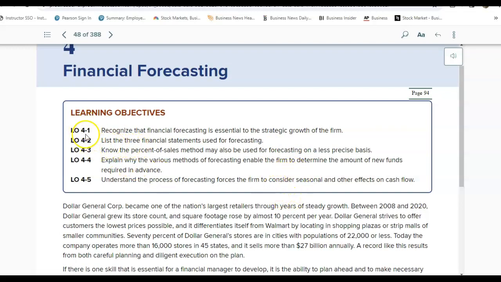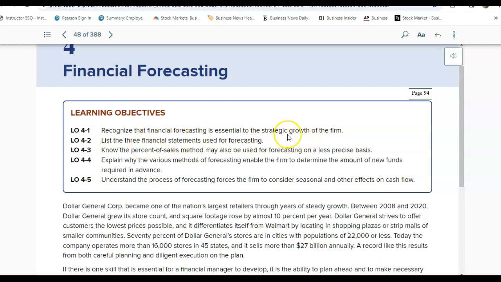Okay, so our objectives for this chapter will be to recognize that financial forecasting is an essential part of the strategic growth of the firm. It puts the ideas that you have for the strategic growth of the firm into financial terms, and it's very important that you come to grips with that, so that everybody understands what the impact is you're expecting to have from the different choices of strategy that you make.